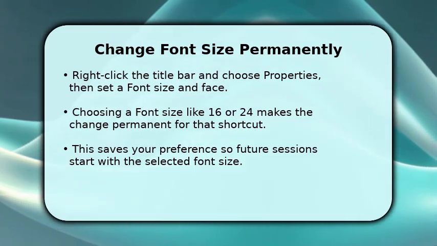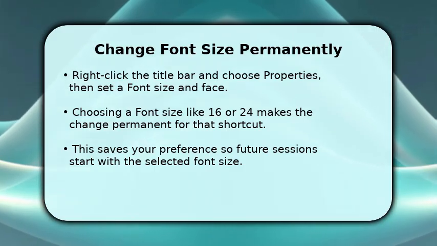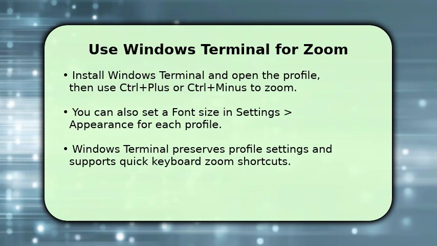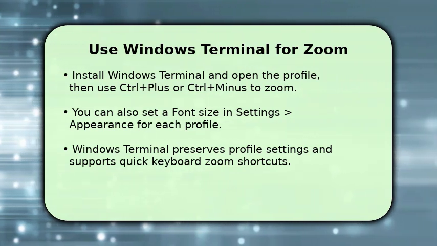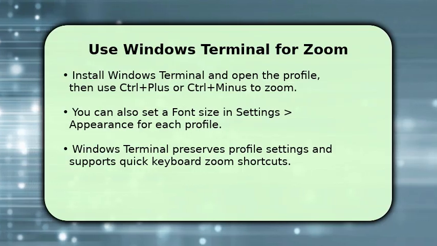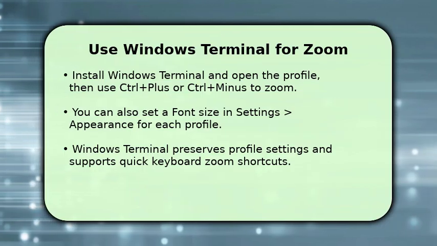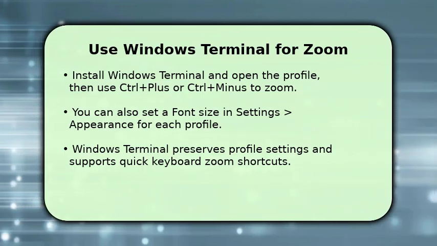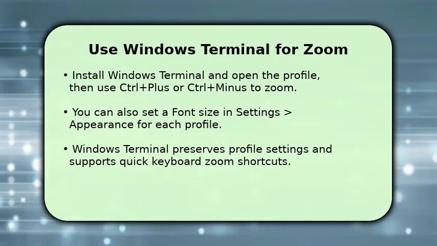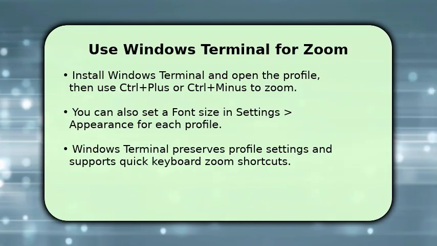or smaller font. Install and open Windows Terminal to manage multiple shells with modern features. Open the profile you use for command prompt and press Ctrl and plus to zoom in, or press Ctrl and minus to zoom out quickly. Alternatively, open Settings, select the profile, and set a specific font size under Appearance for a permanent preference. Windows Terminal preserves profile settings across sessions and lets you combine keyboard zoom with saved font size.